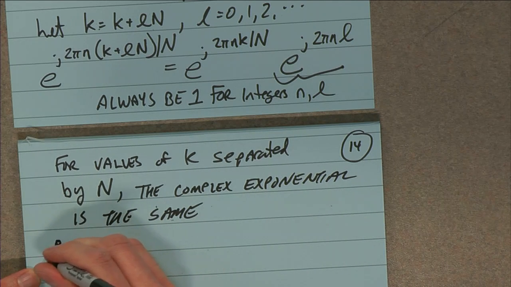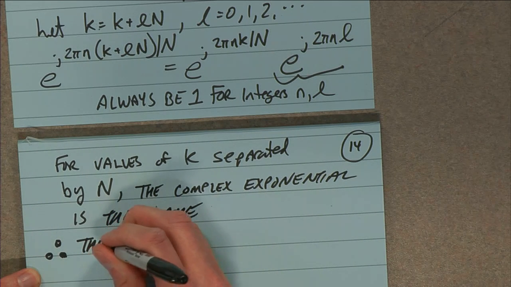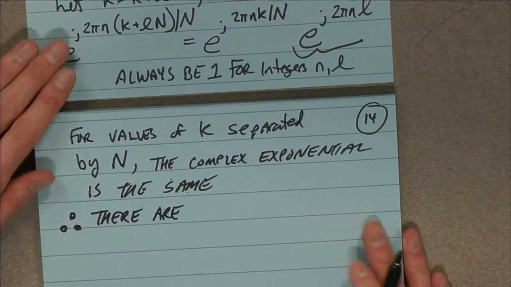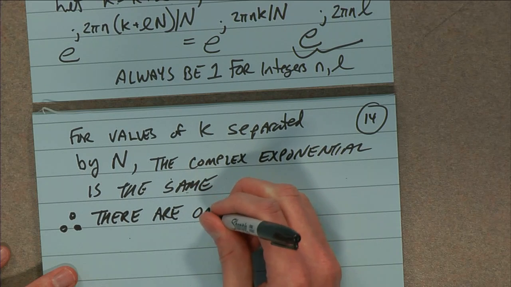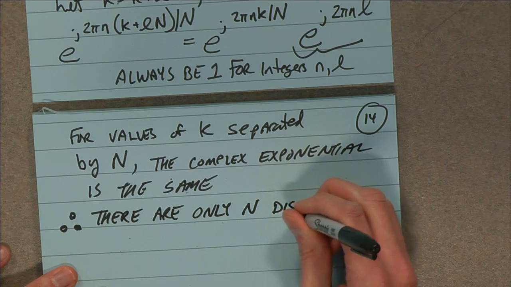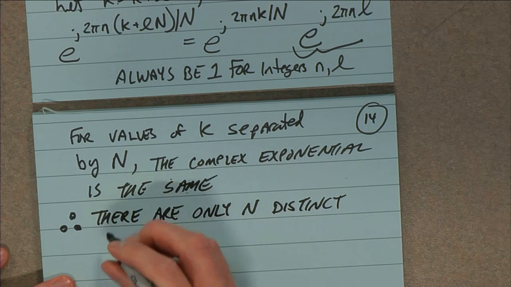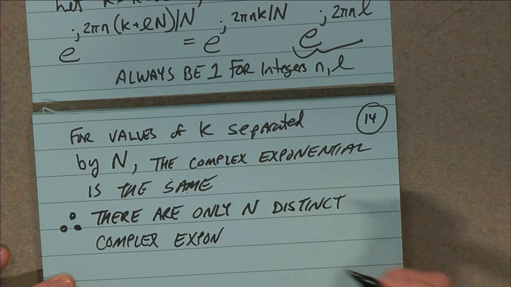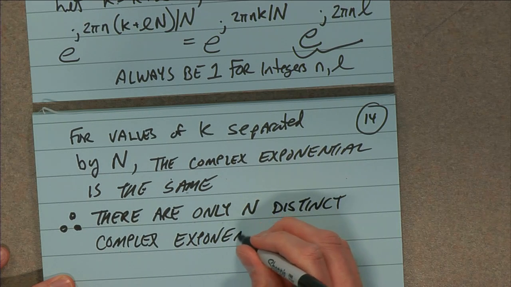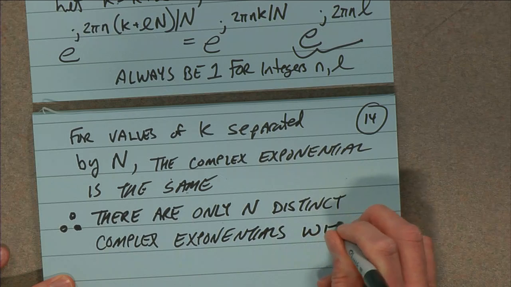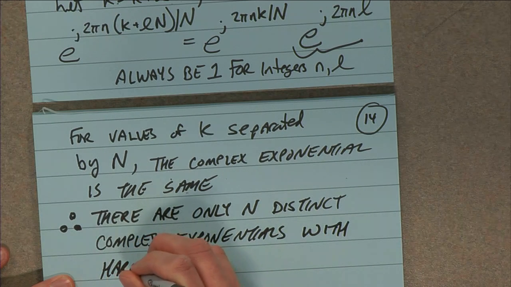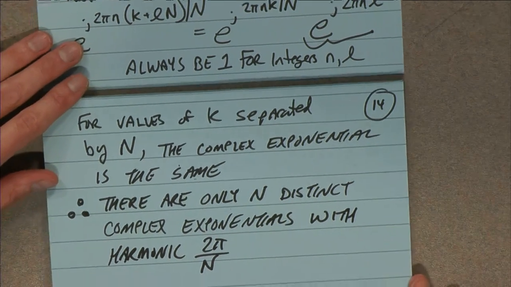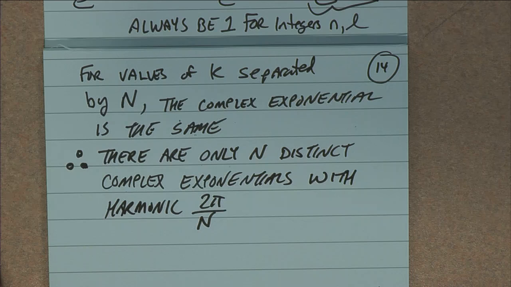So our conclusion is that there are only N. One difference we're automatically coming up with is there's only N values, not infinite. There's only N distinct complex exponentials with the harmonic 2 pi over N. So instead of infinite, now we're down to N when we go into discrete time.